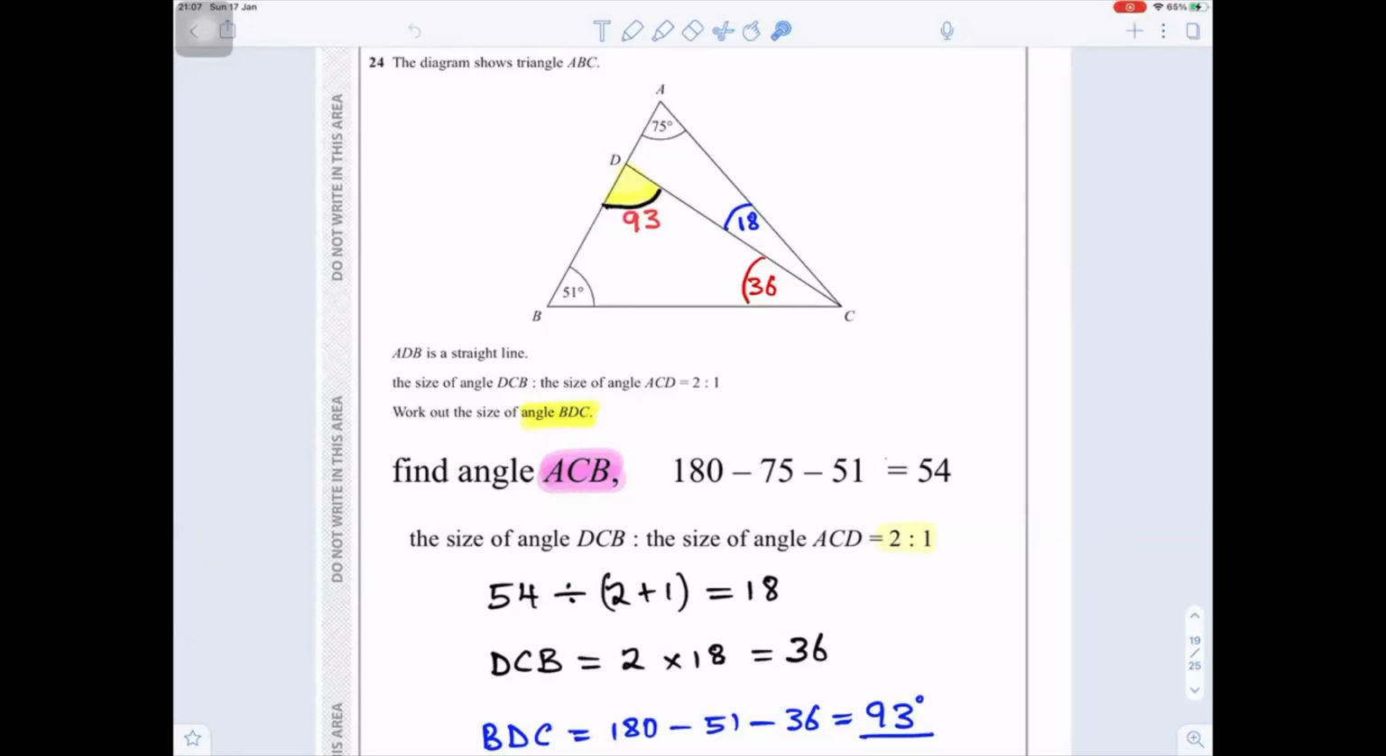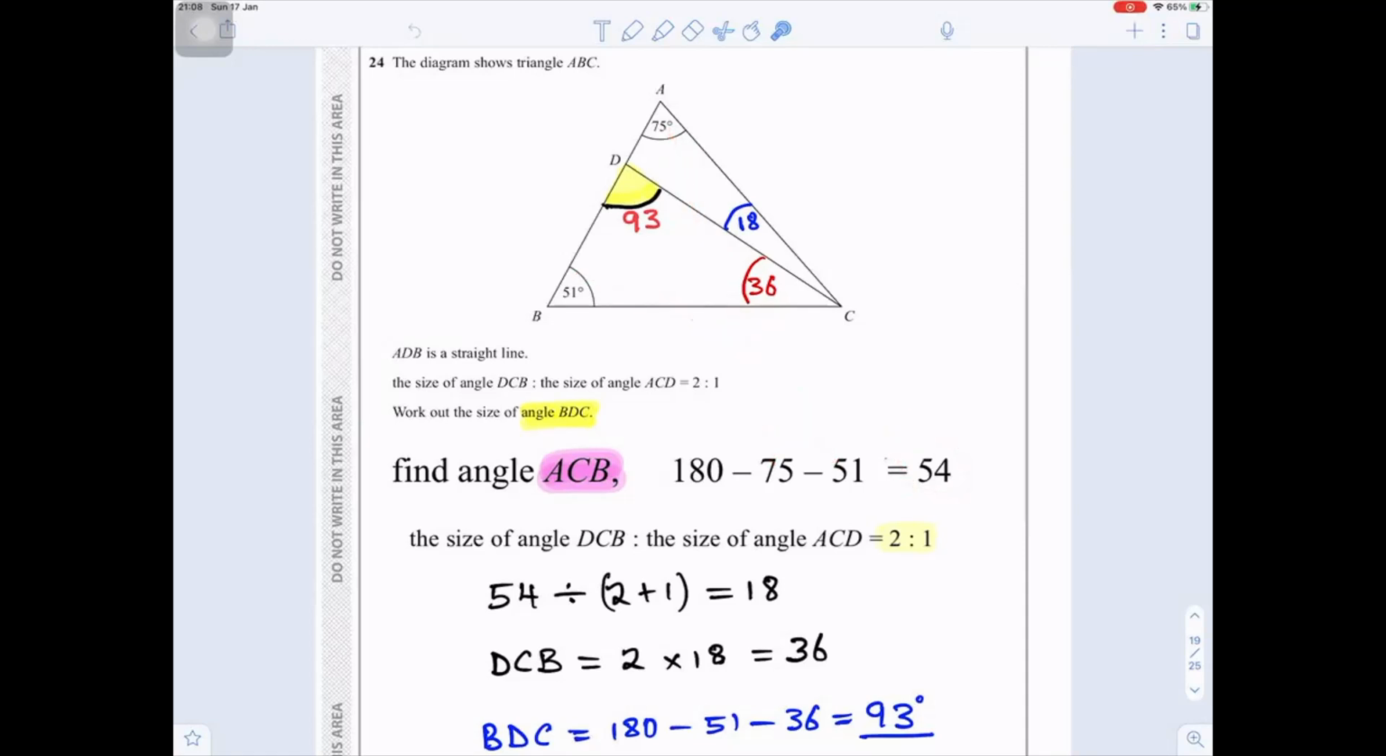ACB is this angle there. We want to find that angle. So this angle, we know a triangle has 180 degrees. So we're looking at the triangle ABC. So 180 minus 75 minus 51 will give us 54.